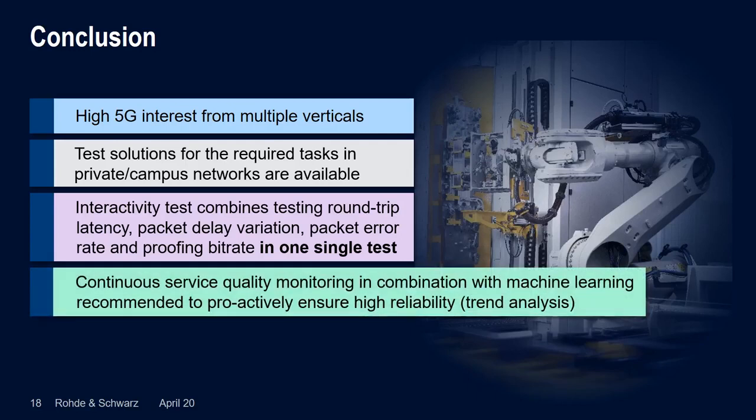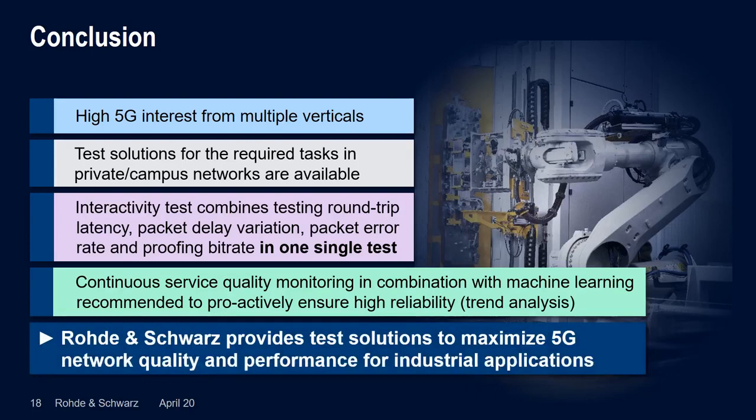We believe really that in future for these scenarios it's not sufficient to test only once. We believe that also the monitoring of different parameters needs to be done on a regular basis. And if you do so, obviously you would rely on machine learning algorithms to detect certain anomalies in your operational environment. That is something Rohde & Schwarz is also working on at the moment. So all in all, we like to emphasize that we provide the test solutions to maximize the 5G network quality and performance, specifically also for industrial applications.